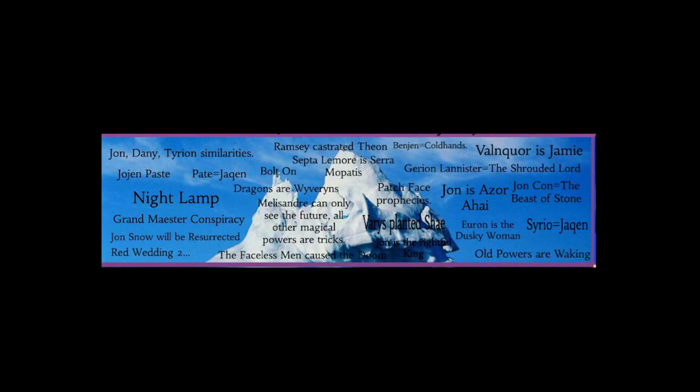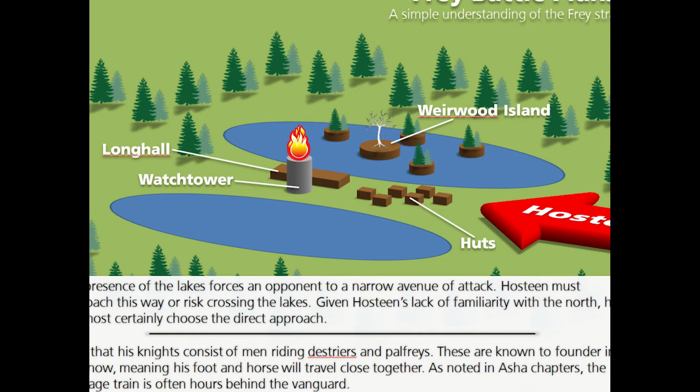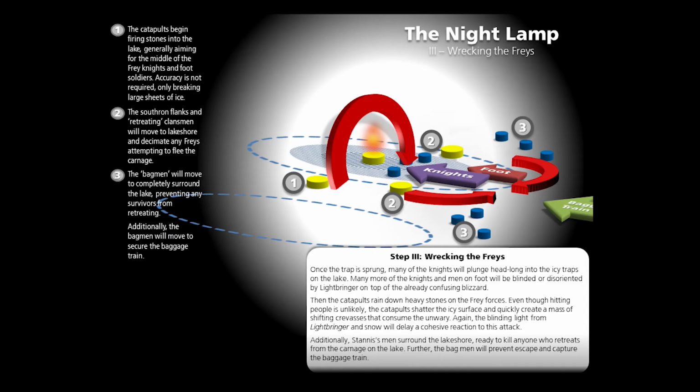The Night Lamp Theory. Okay, so the Night Lamp Theory was proposed by the very popular Song of Ice and Fire theorist, Brynden B. Fish. So the Night Lamp says that Stannis is going to use his military knowledge to defeat the overwhelming host of the Boltons and Freys by luring them to a frozen lake just outside Winterfell by using a night lamp to draw them in. And then when they're all standing on top of the ice lake, he's going to crack the ice, and they're all going to drown in the icy waters below.